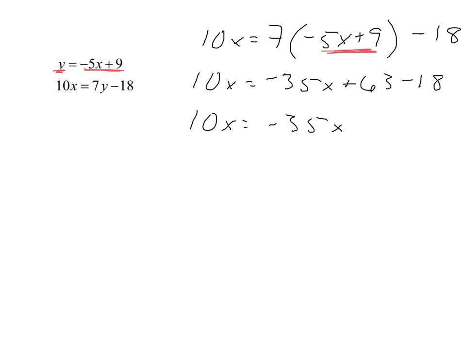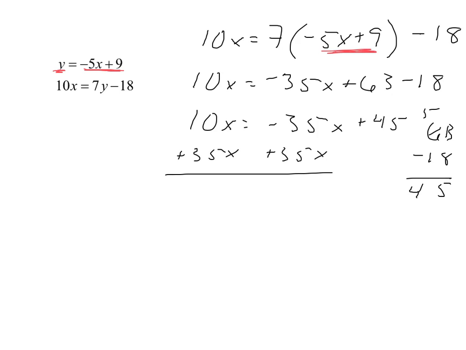Let's just do that over here on the side. 63 minus 18. So cross out the 6, make it a 5. So 5, 45. So plus 45. And then I'm going to add 35x to each side. This is looking good. So 45x equals 45. Divide each side by 45.